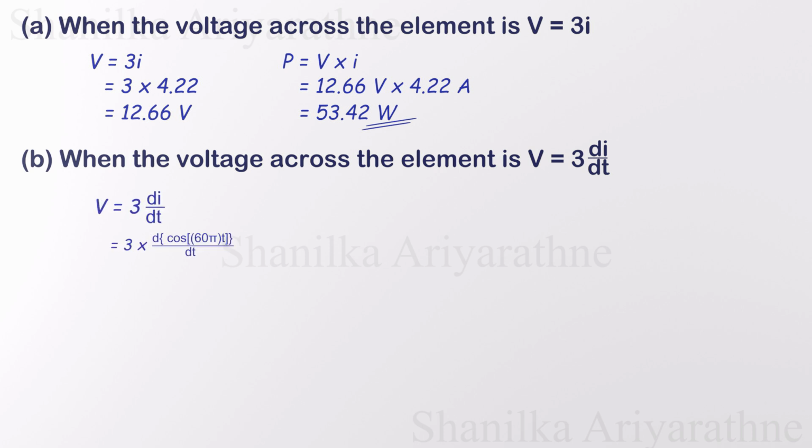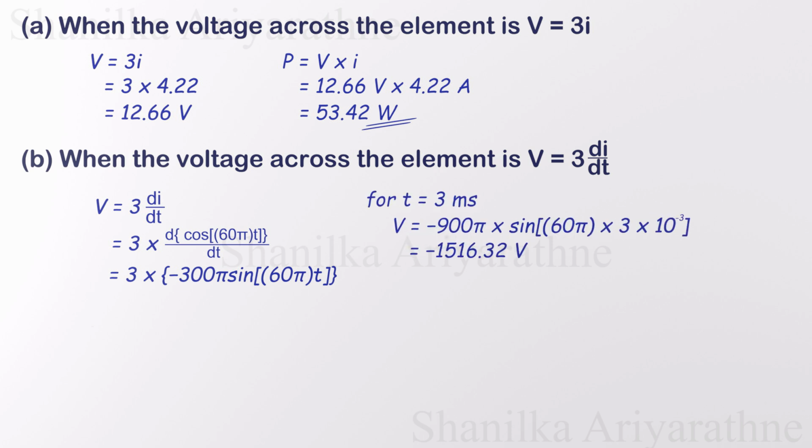First, we calculate the derivative of the current. Then, we plug in t equals 3 milliseconds, and the result might surprise you. The voltage comes out to around negative 1,516.32 volts. Yep, over 1,500 volts, even though the current only peaks at 5 amps.